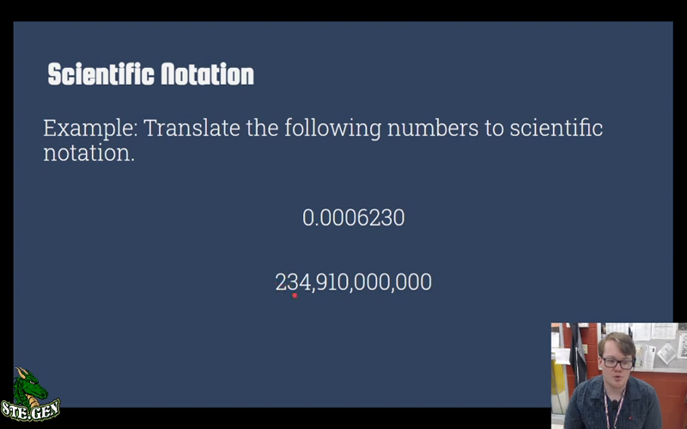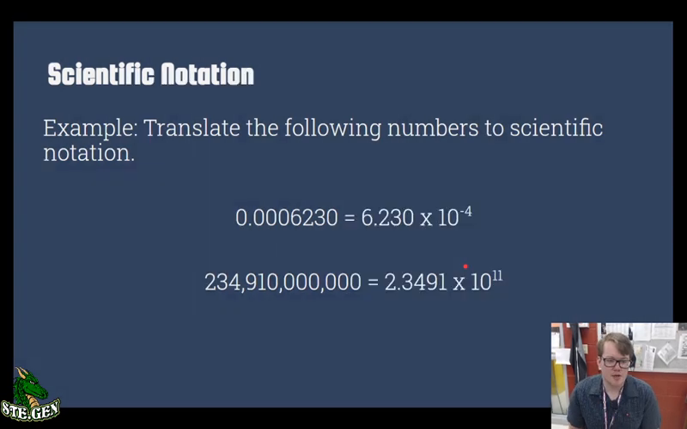So we'll get 2.3491 times 10 to the, it's positive, and it's again 1, 2, 3, 4, 5, 6, 7, 8, 9, 10, 11. 2.3491 times 10 to the 11th. Again, that one saves us a little bit of time. If there were fewer numbers right here, it would have saved us a decent more amount of time. So here we go. We have 6.230 times 10 to the negative fourth, and 2.3491 times 10 to the 11th.